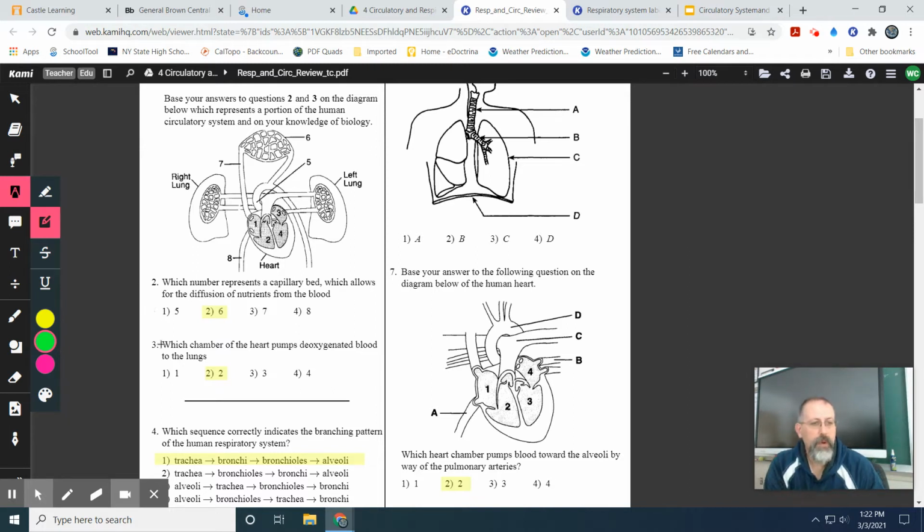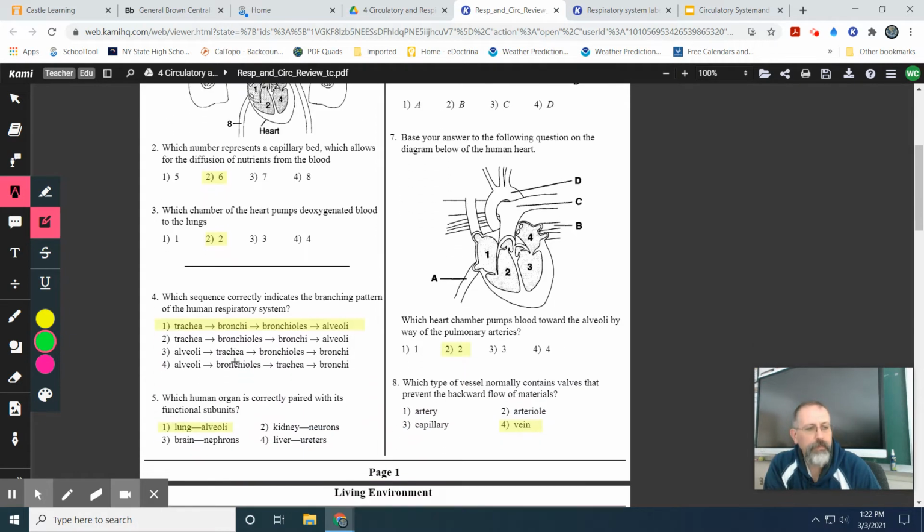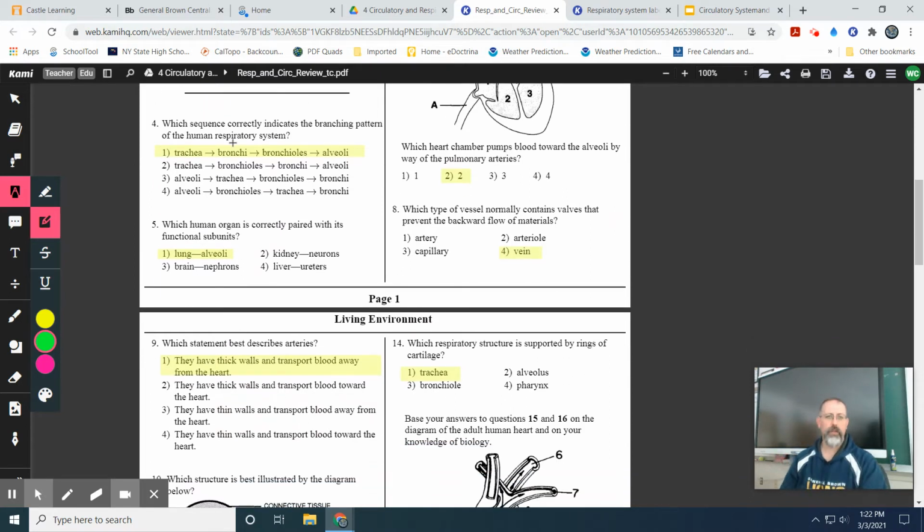All right. Number 3, which chamber of the heart pumps deoxygenated, oxygenless, or lower oxygen level blood? The right side, which in the diagram is the left, remember the sides are switched. The right side pumps deoxygenated blood. It comes back through the vena cavas into the right atrium, and it gets pumped out of the right ventricle to the lungs where you have gas exchange, and then it comes back into the left-hand side of the heart. So 2.